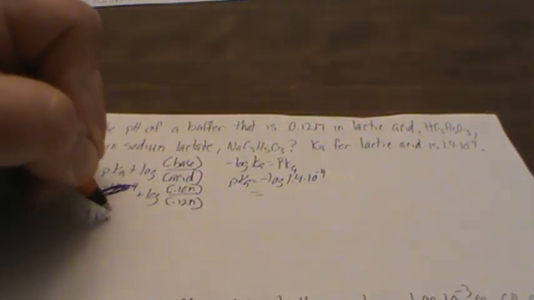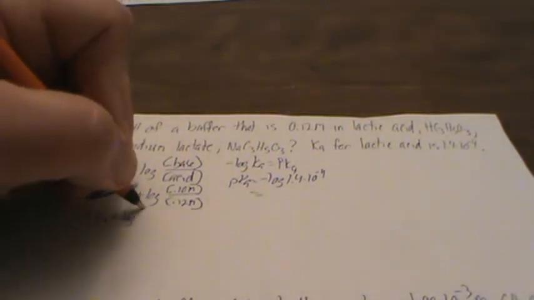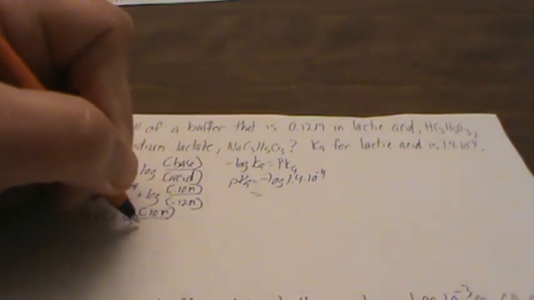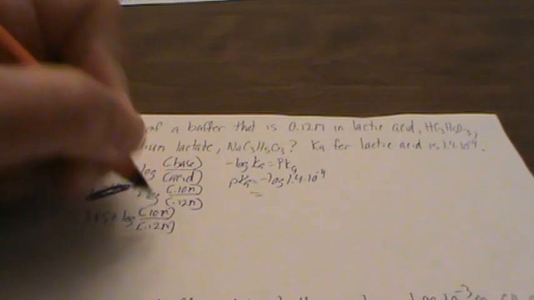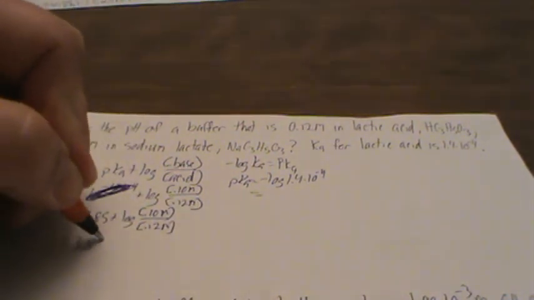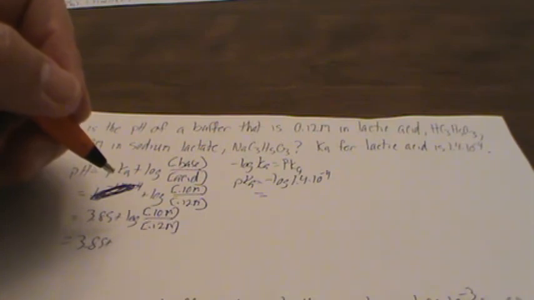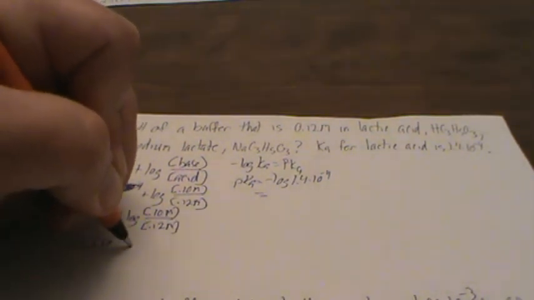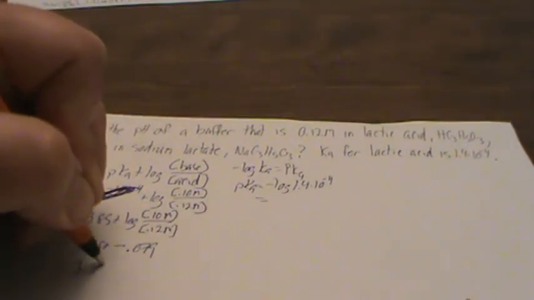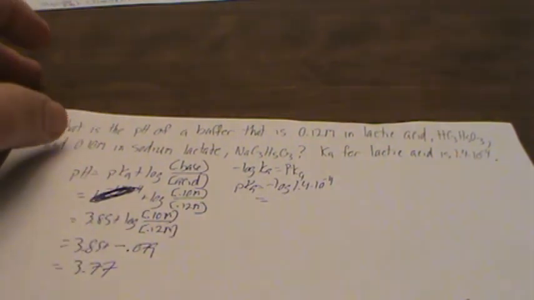So 3.85 plus log of 0.10 molar over 0.12 molar. Okay, so 3.85 plus. Now, if we take the log of 0.10 divided by 0.12, we come up with negative 0.079. So 3.85 plus negative 0.079, the pH comes out to be 3.77.